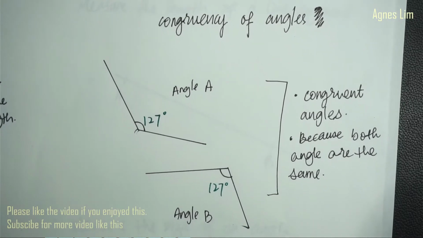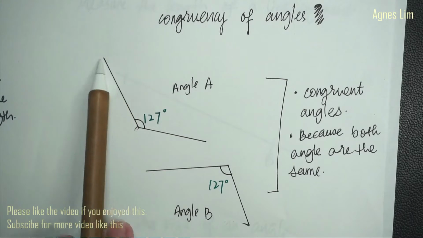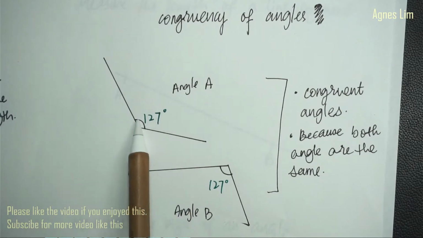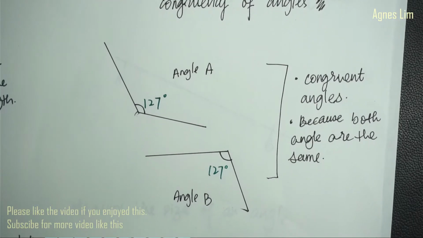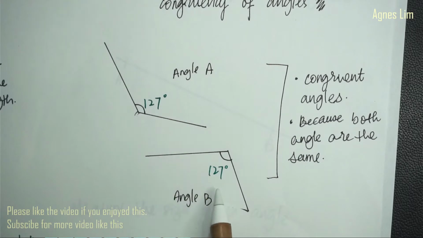Angles. For angles, it is the degree between two connecting lines. So the degree between them is the angle. These two angles have the same size, which is 127 degrees for angle A and 127 degrees for angle A. So these two angles are congruent angles.